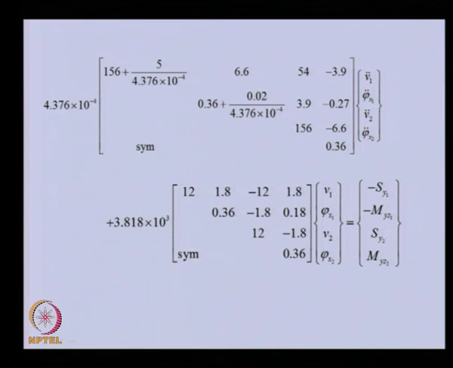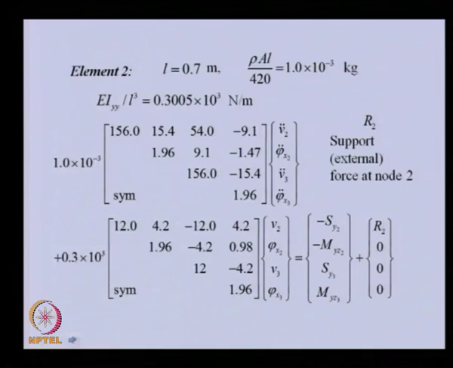So, this is for element 1. Similarly, for element 2, because the element length is different, we will have properties like this. In element 2 there is no concentrated mass, so the mass matrix and stiffness matrix will be like this. In this particular case, this is the reaction torque, the reaction forces.